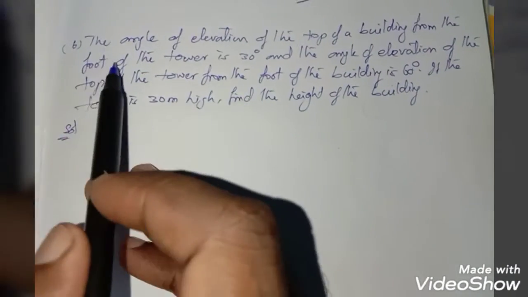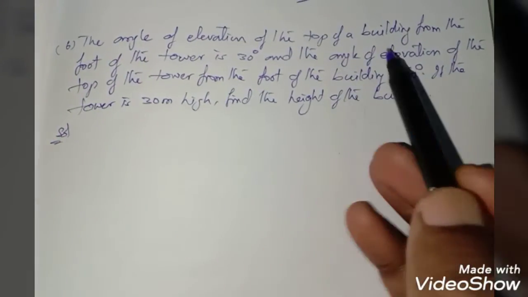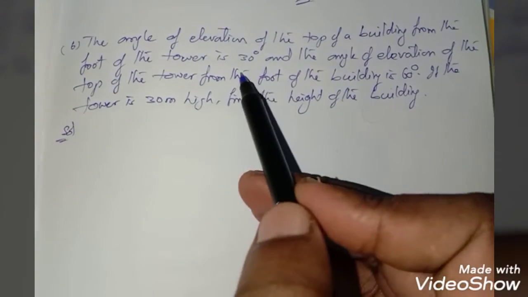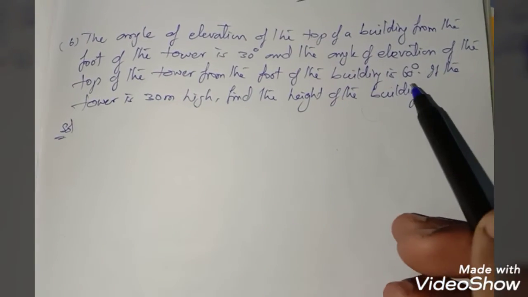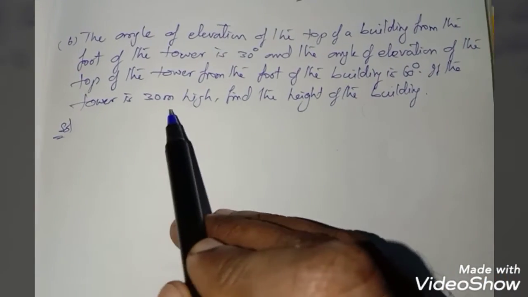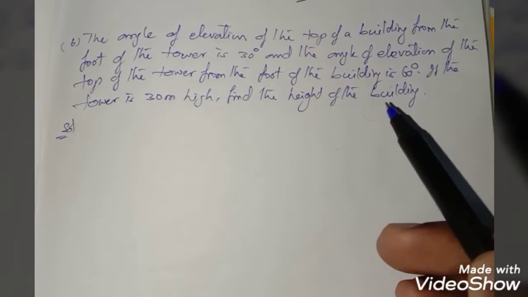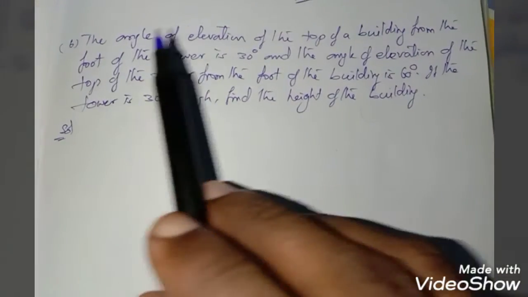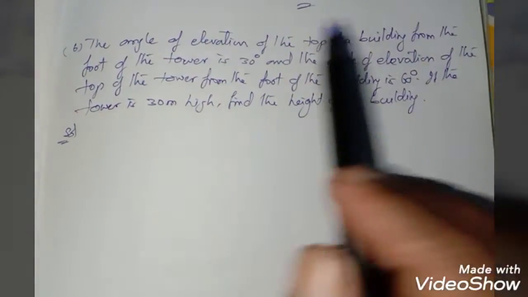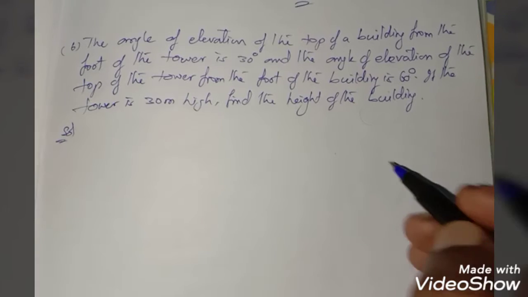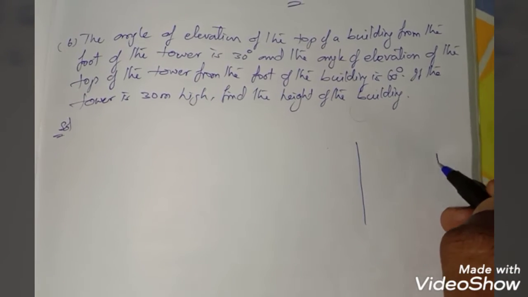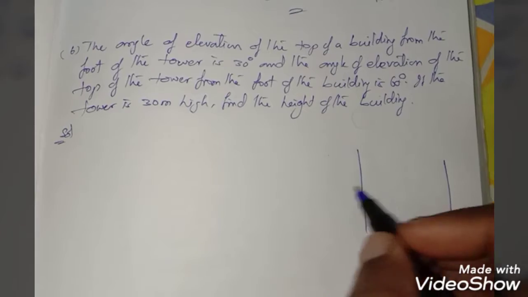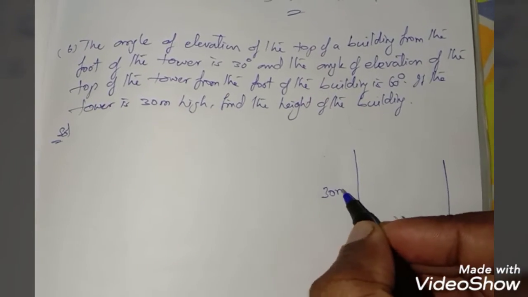So here, the sixth problem: the angle of elevation of the top of a building from the foot of the tower is 30 degrees, and the angle of elevation of the top of the tower from the foot of the building is 60 degrees. If the tower is 30 meters high, find the height of the building. Right, now here we have two structures. One is a tower and another is a building. Suppose we are taking a tower here and here we are taking a building, where the height of the tower is given as 30 meters.